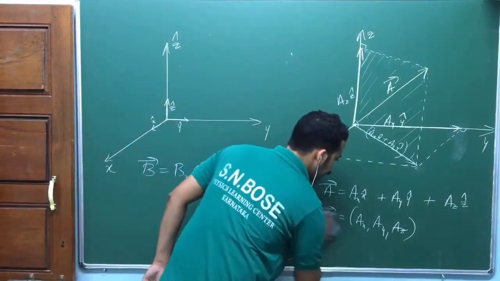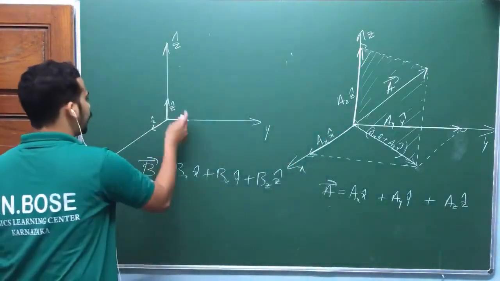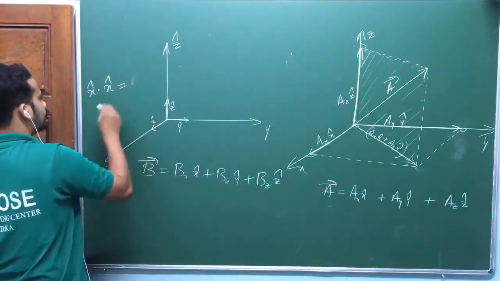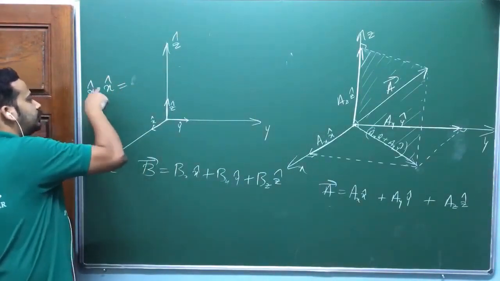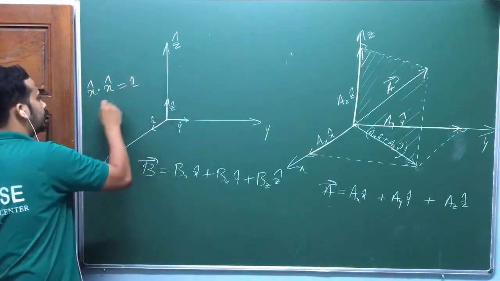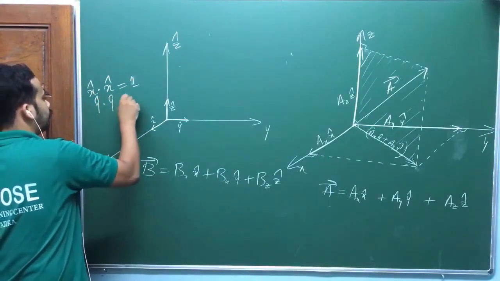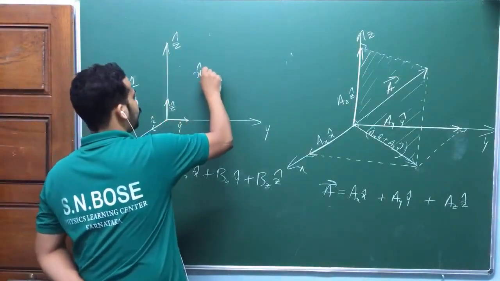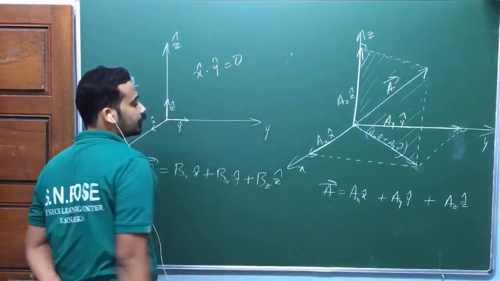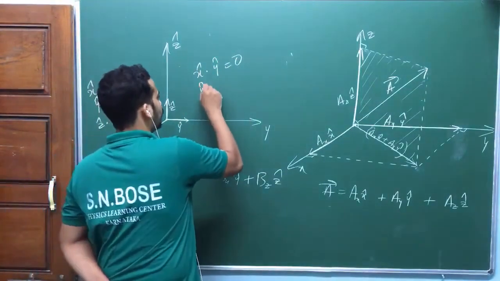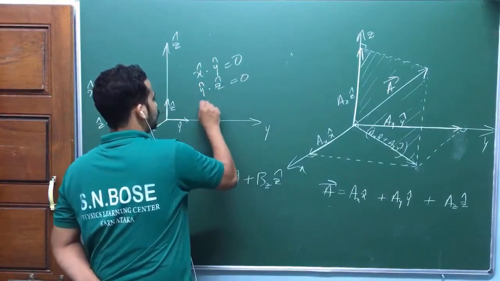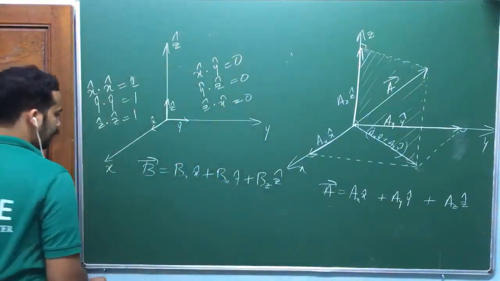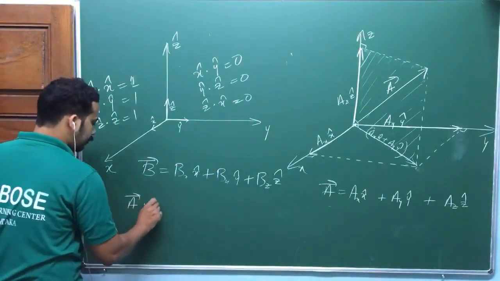Now, one more thing you need to observe here: these are perpendicular to each other. What is x cap dot x cap? That's equal to mod x into cos 0, which equals 1. Am I right? Y cap dot y cap is equal to 1. Z cap dot z cap is equal to 1. X cap dot y cap is equal to 0, they are perpendicular. Y cap dot z cap is equal to 0. Z cap dot x cap is equal to 0, isn't it?